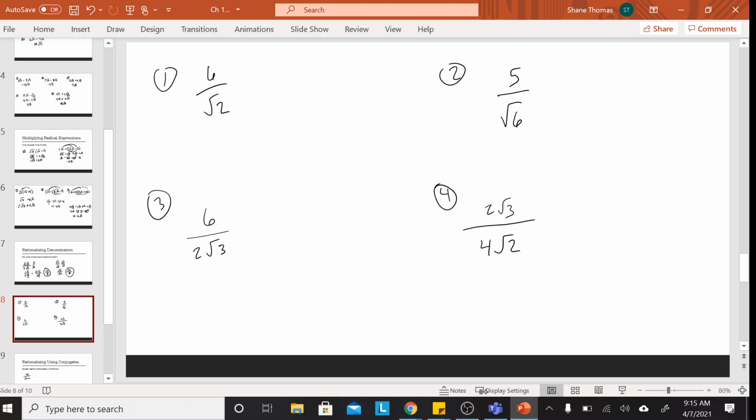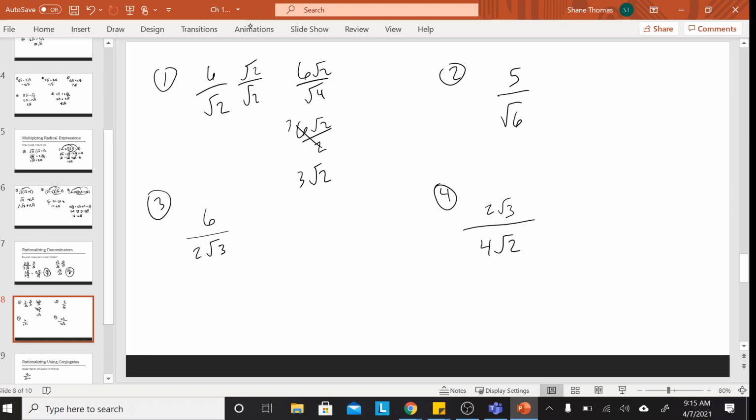Now, first one, what do I need to multiply by? Root 2 over root 2, right? On top, I have what? 6 root 2. On the bottom, I get root 4. Root 4 becomes what? It becomes 2. Then I can simplify out front, and I'm left with 3 root 2.